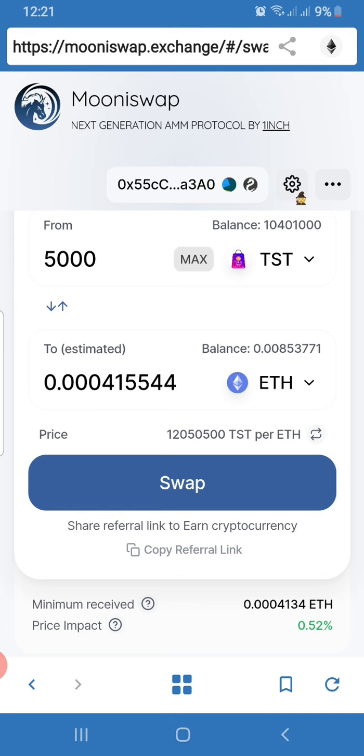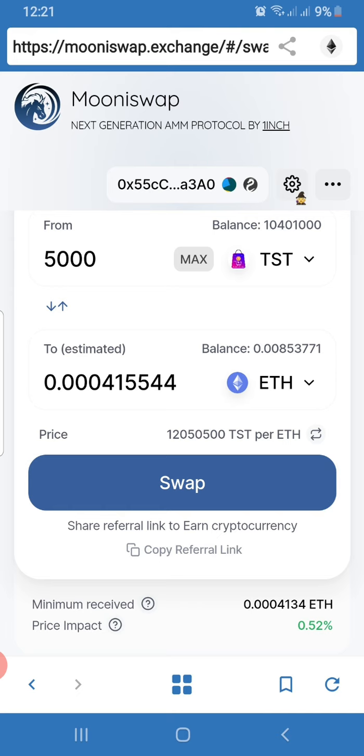So, based on that, I decided to use screenshots only so that you guys can understand me clearly and I can get straight to the point without network interference. Given the fact that Mooniswap is not really the fastest compared to Uniswap, it's still new, but I believe it will improve with time.